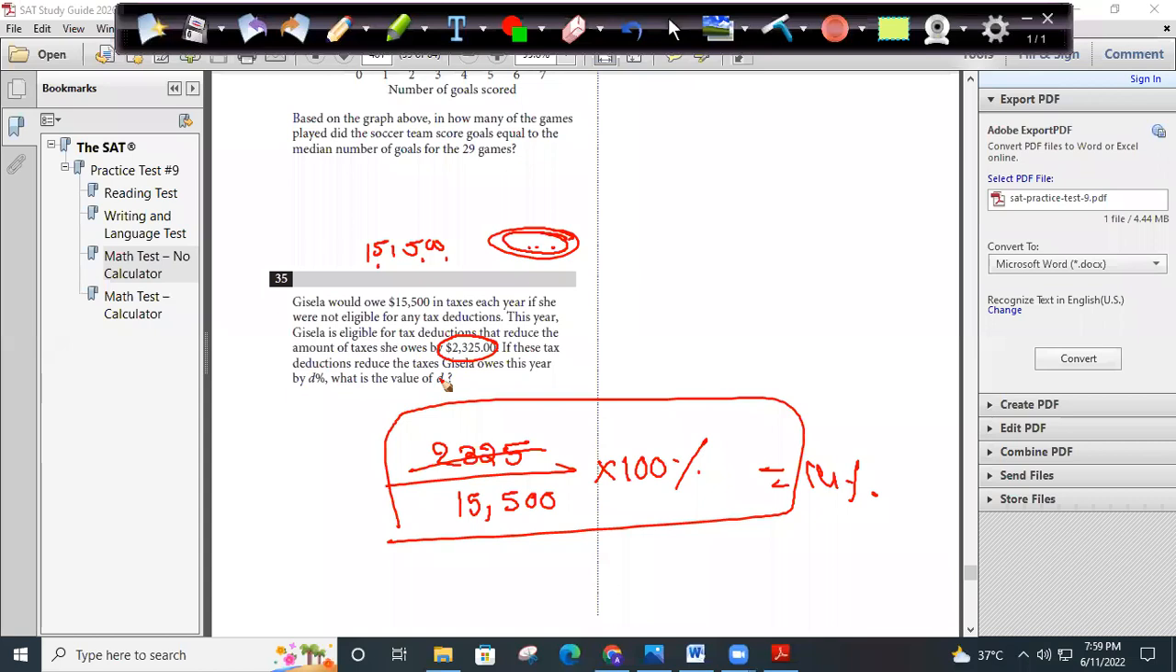If you can realize that 2325 divided by 15,500 is 15% exactly. So you are getting 15%. You should mark the answer as 15 in the exam. See how simple this is here.